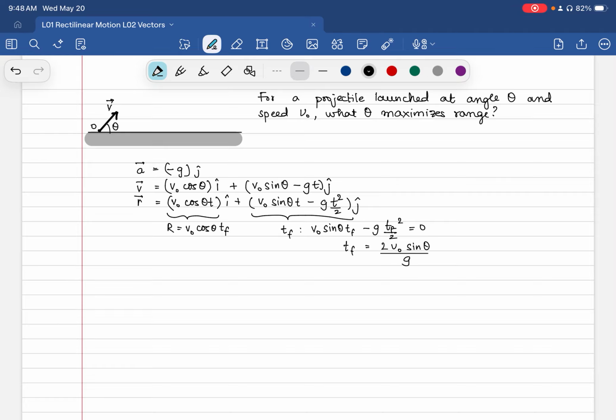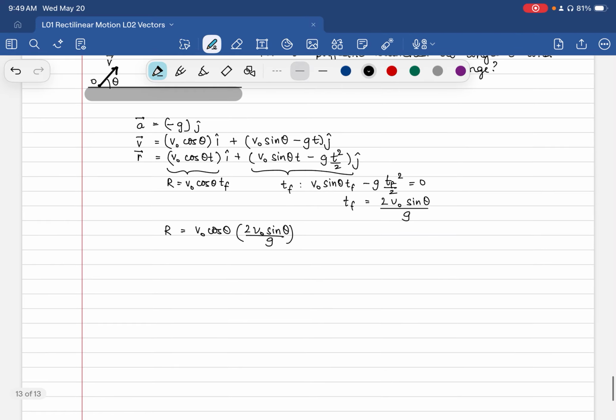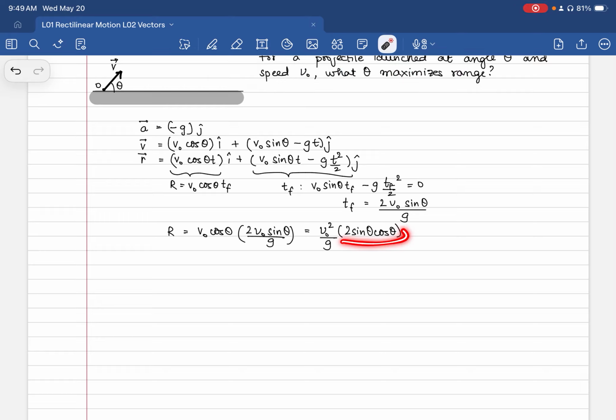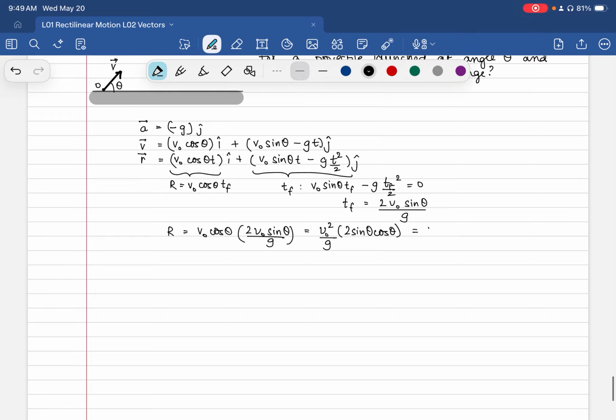That means that range r is equal to v naught cos theta times tf, that is 2 v naught sine theta over g, which is going to give you 2 v naught squared sine theta cos theta over g. I'm going to write it as v naught square 2 sine theta cos theta over g. Why did I do that? That's because this here is sine 2 theta. So I can write it as v naught square sine 2 theta over g.